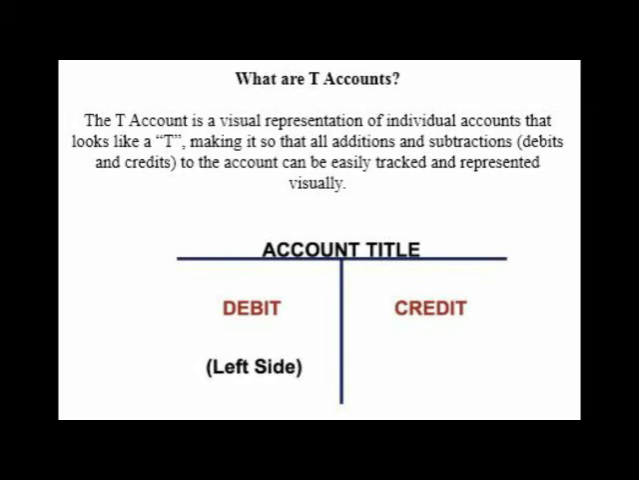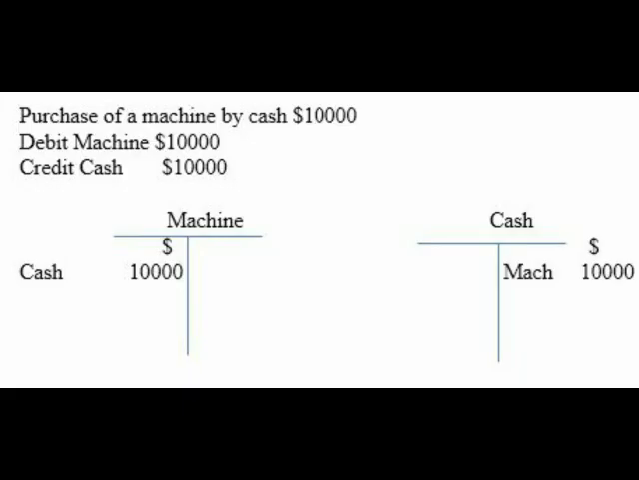On the account title we write the name of the account, and the left side is called the debit side and the right side is called the credit side. Let's take an example: the purchase of a machine for $10,000. The entry we will make in our books will be debit machine $10,000 and credit cash $10,000. For this transaction we will make two T accounts. One T account will be machine and the other will be cash.